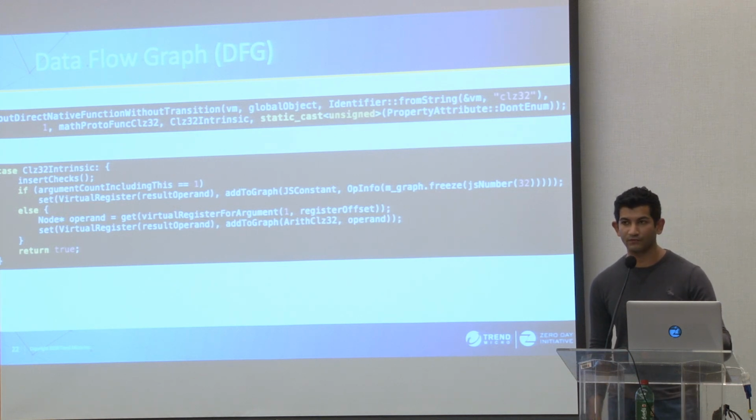At the bottom, we have a snippet of code from the DFG's bytecode parser, where it's going through and seeing, hey, we have a CLZ32 intrinsic being executed or being used in this function. In this particular case, it has an explicit check to see if math.clz32 is being called with no argument, at which point it's going to replace the call with a constant value of 32. Otherwise, it's going to add a bytecode for arith CLZ32 and use whatever argument was specified.